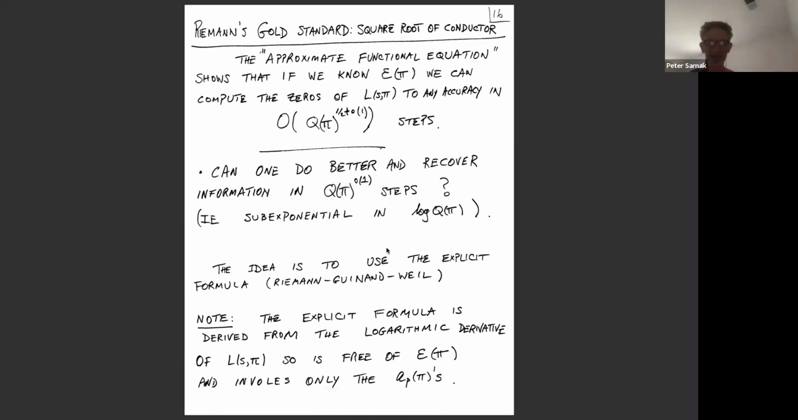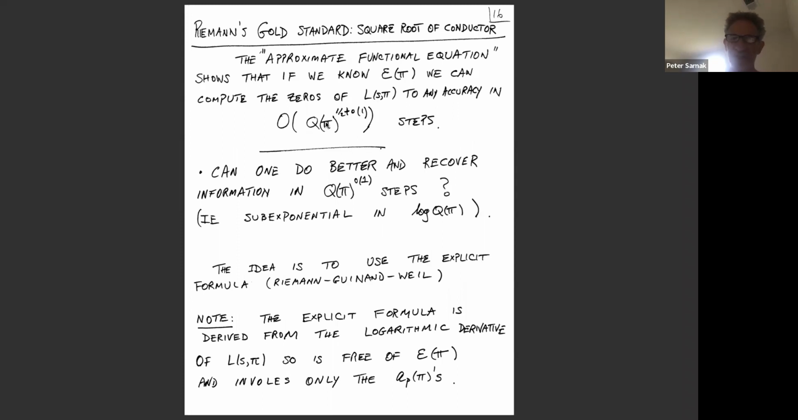All right. Now, the other reason that Mike and I started this is that Mike has been computing, I think he has the best programs to compute zeros of L-functions using this method of Riemann. And the question was to understand, can you go beyond certain thresholds? So the Riemann gold standard, which is the approximate functional equation, allows you to compute everything you want in the square root of the conductor plus little o(1) steps. That's just from the approximate functional equation.